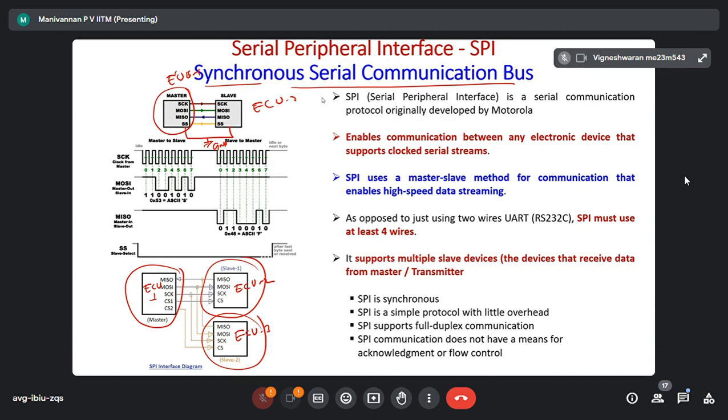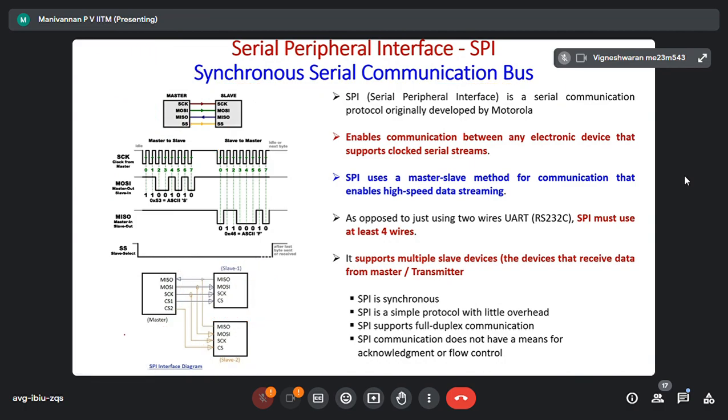More than one slave device is not possible in RS-232. In RS-232 you only have two devices at a time. You cannot connect more than two. One is transmit, the other one is receive, plus ground, correct? This is say ECU1 and this is ECU2. So only two devices. You cannot connect a third device like this. Not allowed. It is one-to-one communication. Only two devices are possible. But in the case of SPI, you can connect more slaves also.